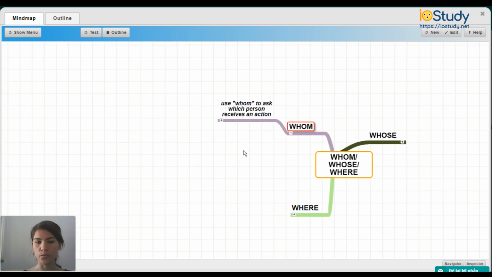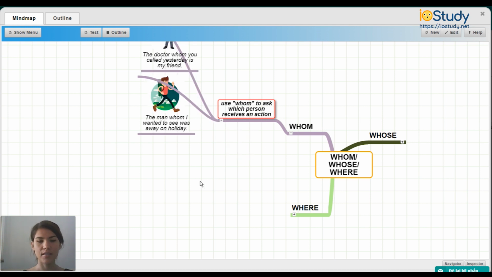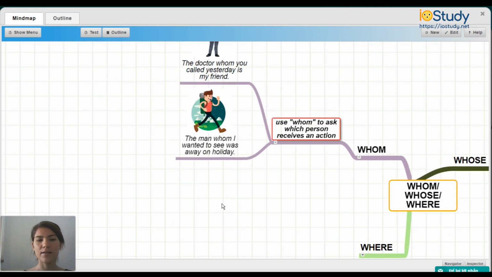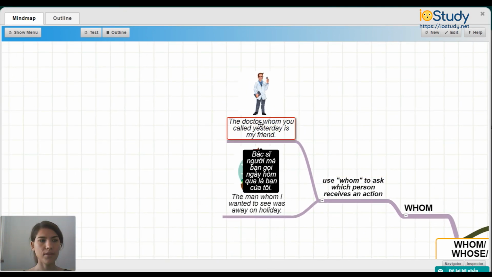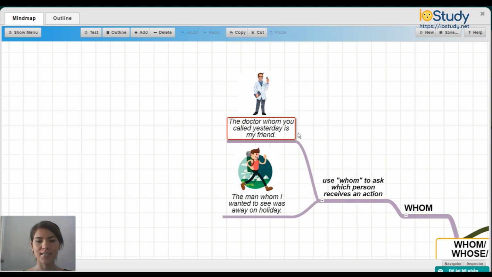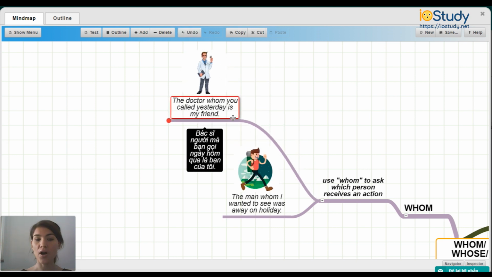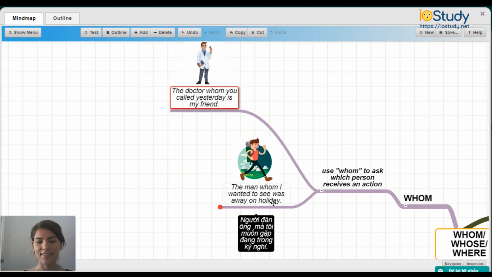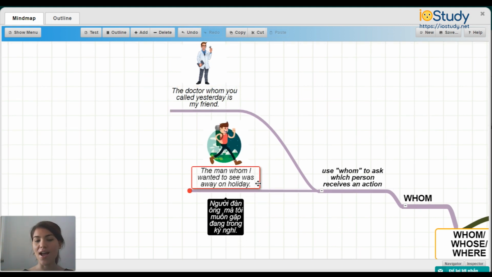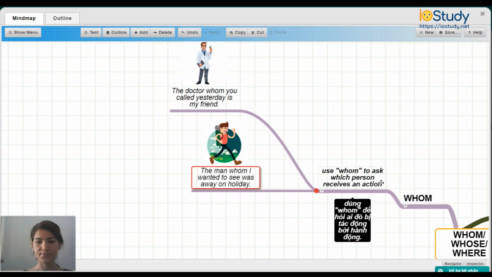So when to use whom. We use whom to ask which person receives an action. So we have a couple of examples. First, the doctor whom you called yesterday is my friend. And the man whom I wanted to see was away on holiday. So here we're using whom to ask which person receives an action.